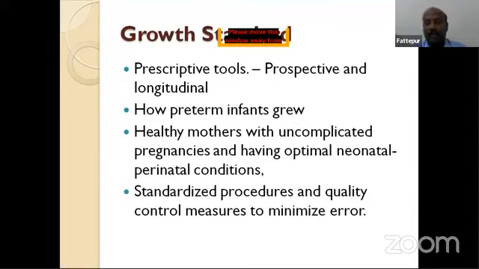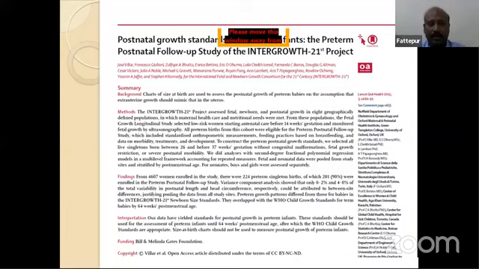The classical example is the WHO growth chart. The other most important one is multi-center, meaning they involved both developed and developing countries, as in WHO. Here also, in the growth standard chart, they involved many races and many countries. This is the first preterm growth standard, the preterm postnatal follow-up study of the INTERGROWTH-21st. This was the recent one which has been published, and I will be talking more about this.